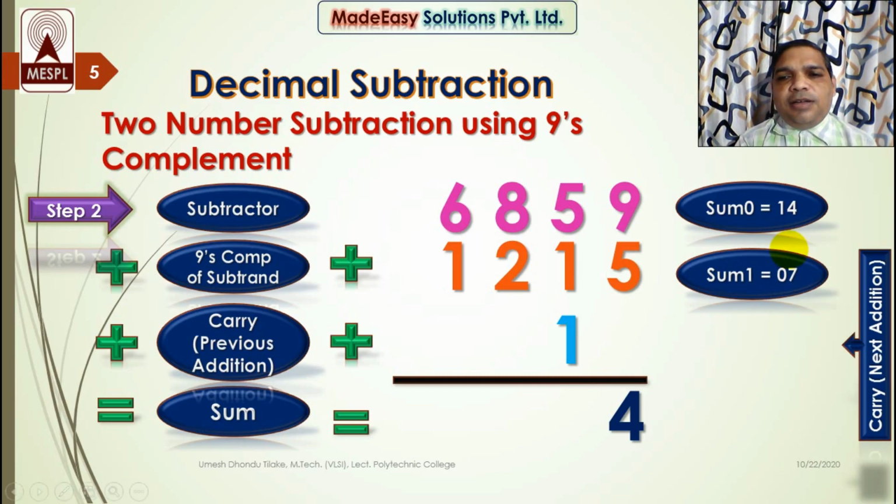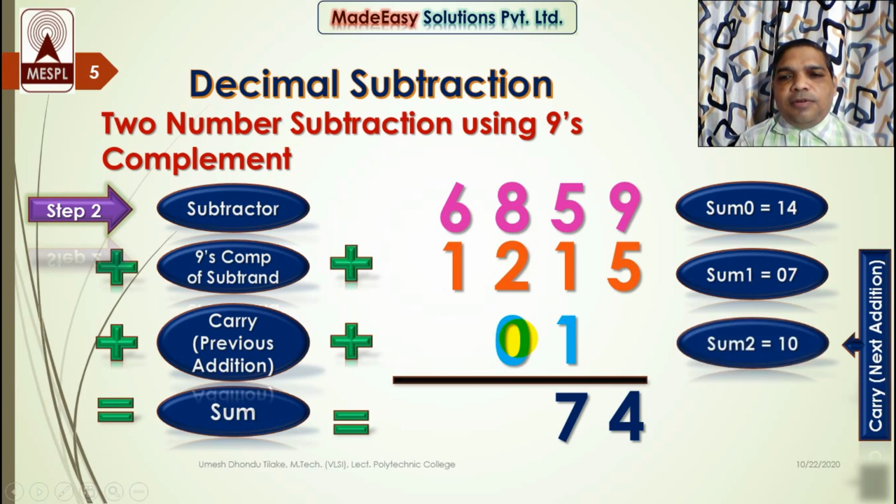So here 7 will be my sum and 0 will be the carry. So I will put 7 over here and 0 carry for the next digit addition. Now perform next digit addition, that is 8 plus 2. I will call it as a sum 2. So 8 plus 2 is equal to 10 plus 0 is equal to 10. So here 0 will be the sum and 1 will be the carry. So I will put 0 over here and 1 carry for the next digit addition.